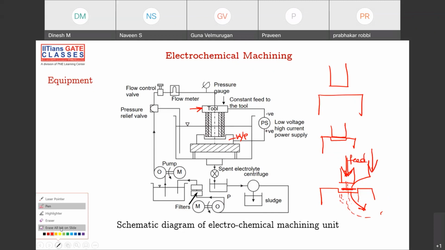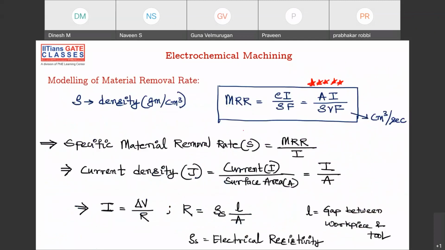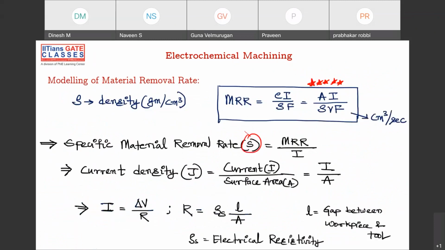That is S into J. What is S? Specific material removal rate. S into J, the specific material removal rate times the current density, will give you the electrode feed rate. How do you provide this feed to the tool so that the gap is maintained constant? Fine.